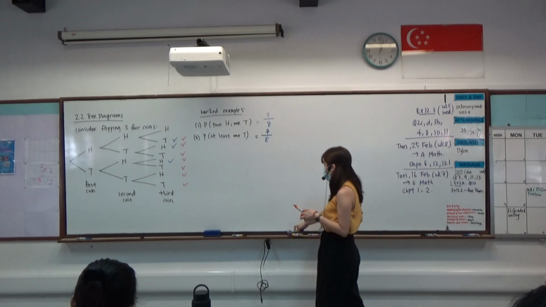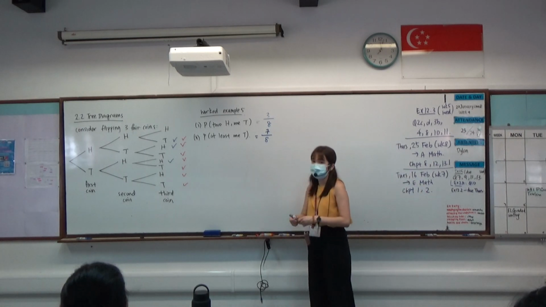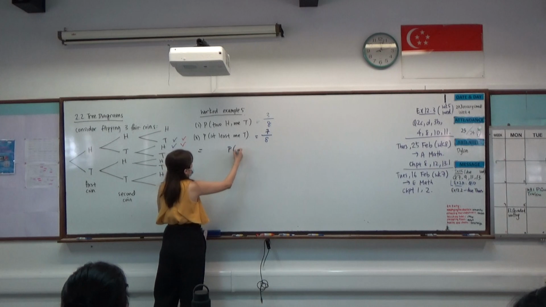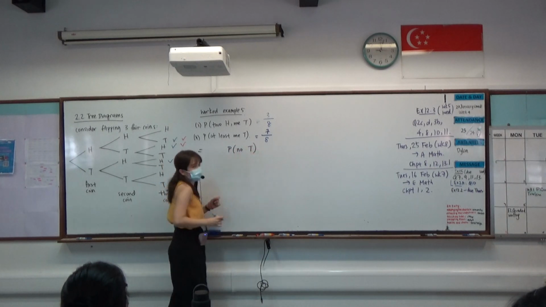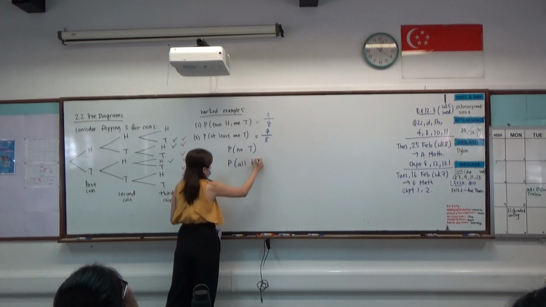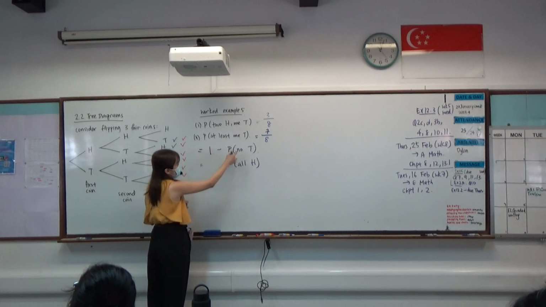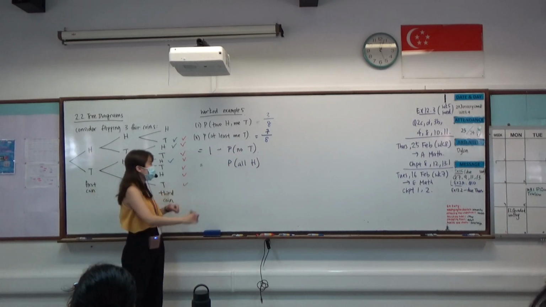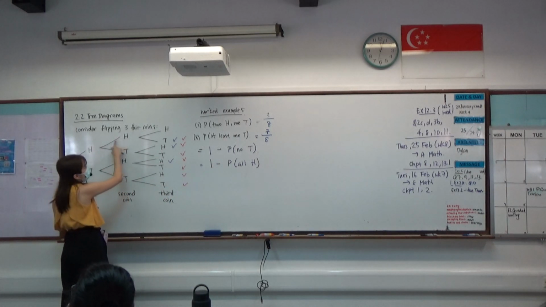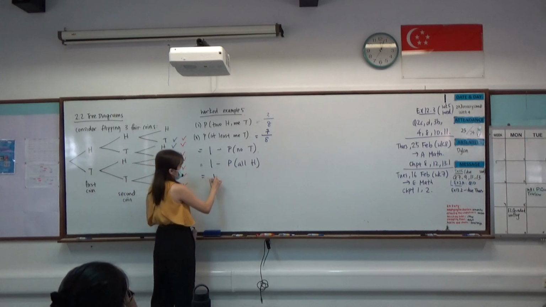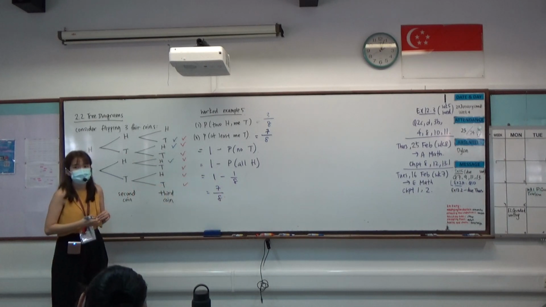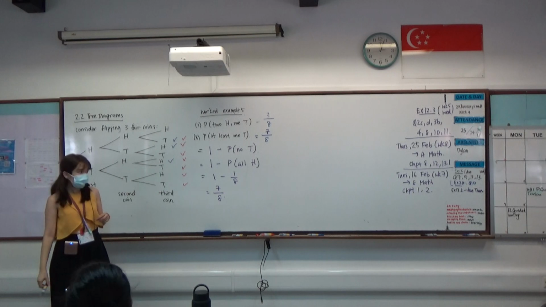An alternative way of understanding this question is that having at least 1 tail, the opposite case will be the probability of having no tail. And having no tail is the same as saying all H. So I could say 1 minus the probability of no tail, or 1 minus the probability of all H. And the probability of getting all H is 1 out of 8, which also leaves us with 7 over 8. Understand what I'm saying?